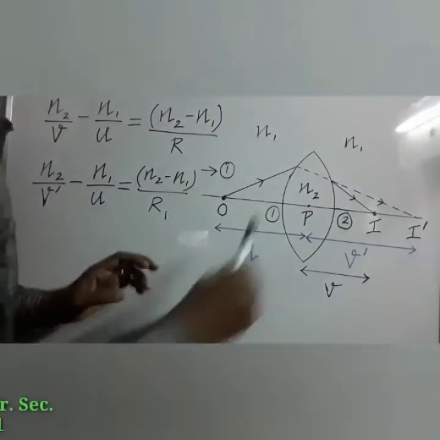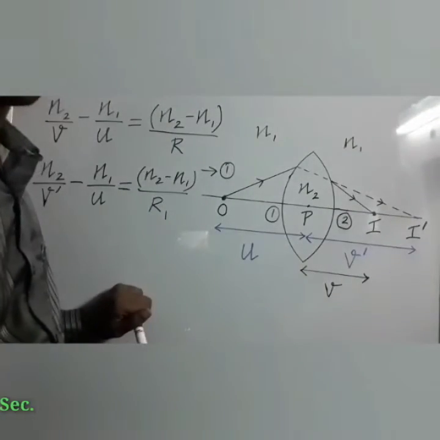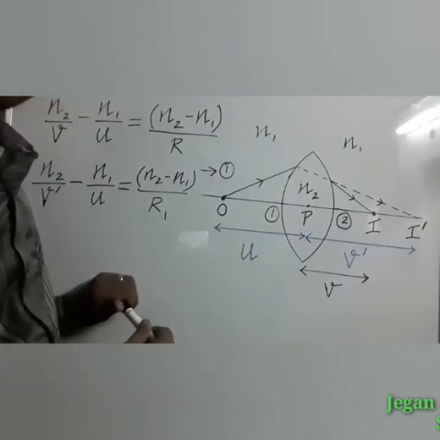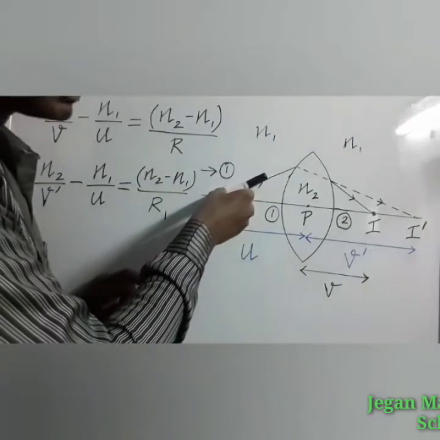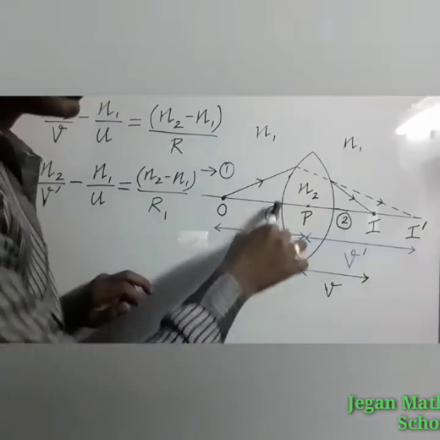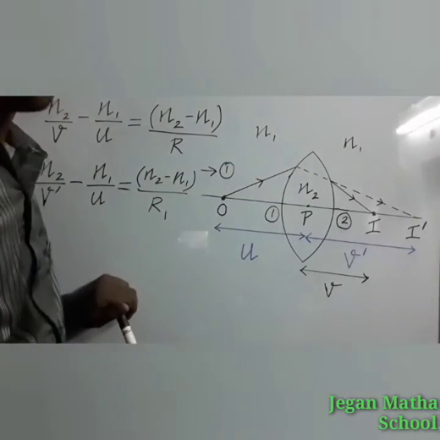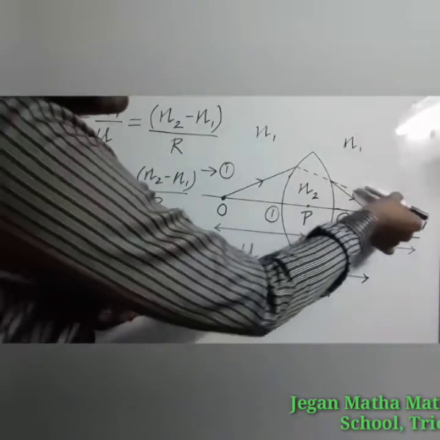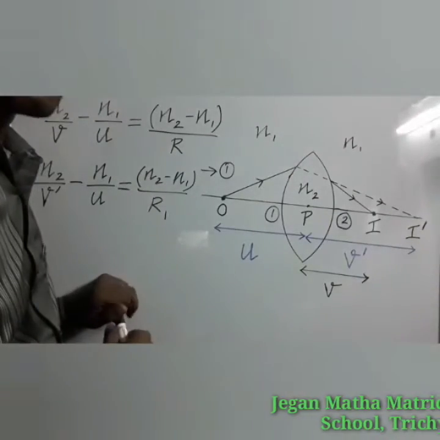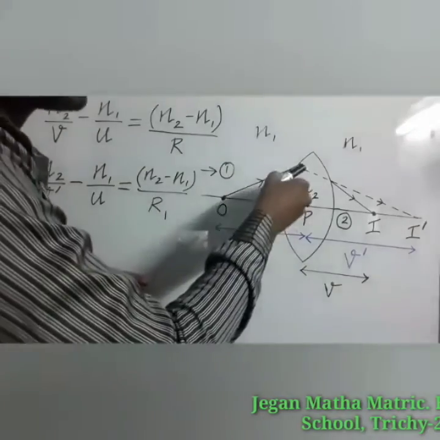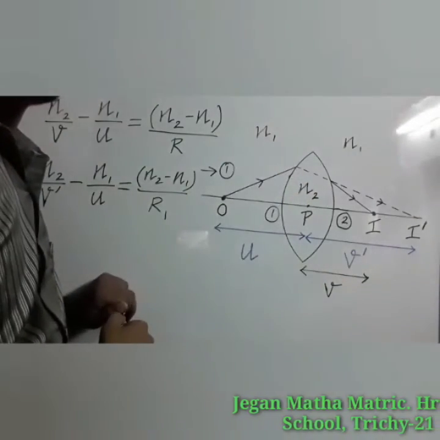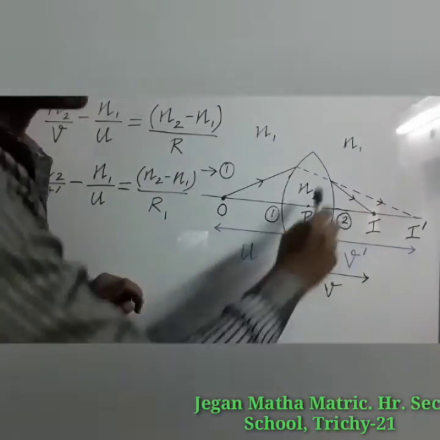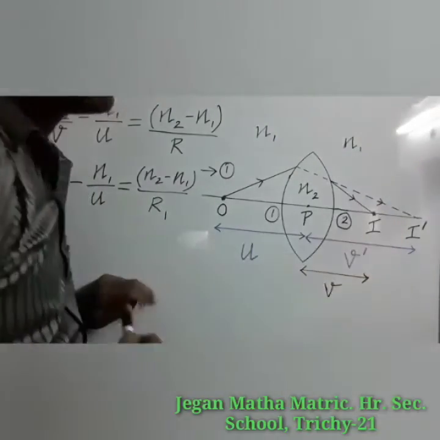Let's recapitulate. I have taken the convex lens, which is made up of two spherical surfaces. I have placed the point object on the principal axis. The light ray from the object is incident at the first spherical surface. Due to the refraction, the light ray is refracted and falls on I dash. But the refracted ray once again undergoes refraction at the second spherical surface. So the final image is formed at the point I.